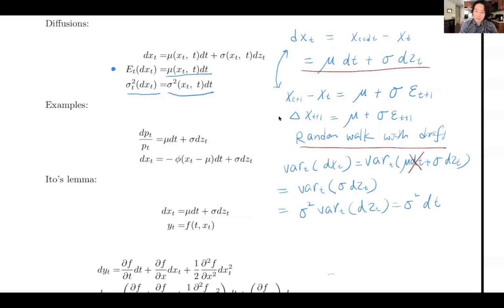마찬가지로 이거를 똑같은 식으로 discrete time으로 할 수도 있어요. So in English, the variance of dxt is simply sigma squared times dt. And the reason is, first of all, the constant term here, deterministic mu times dt, is going to disappear. And we use the property that the variance of dzt is simply dt.